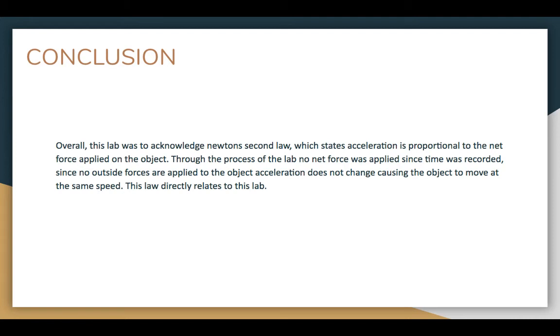Overall, this lab was to acknowledge Newton's second law, which states acceleration is proportional to the net force applied on the object. Through the process of the lab, no net force is applied from the time it is recorded. Since no outside forces were applied to the object, acceleration does not change, causing the object to move at the same speed, which can be seen in the formula final velocity equals initial velocity plus net force over the mass of the object. And since there are no net forces, final velocity equals initial velocity, which is Newton's second law. This law directly relates to the lab because the ball has a constant velocity.